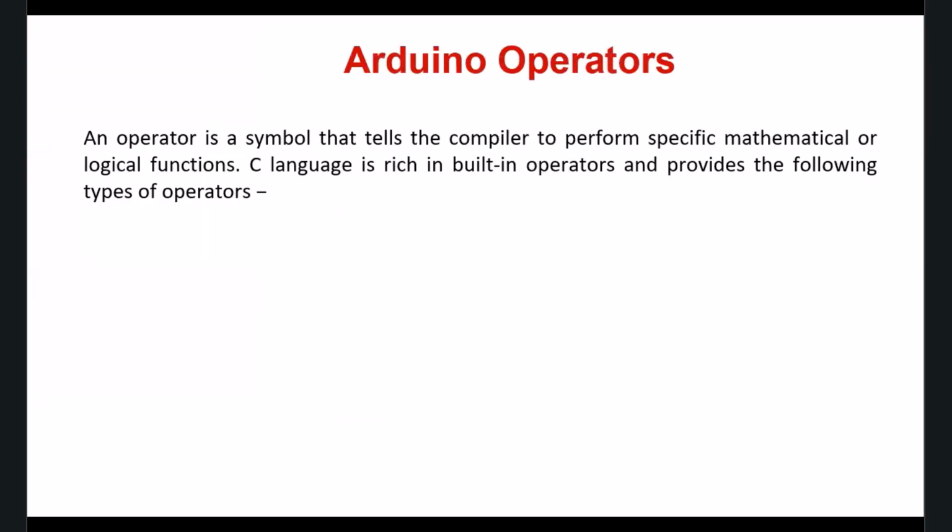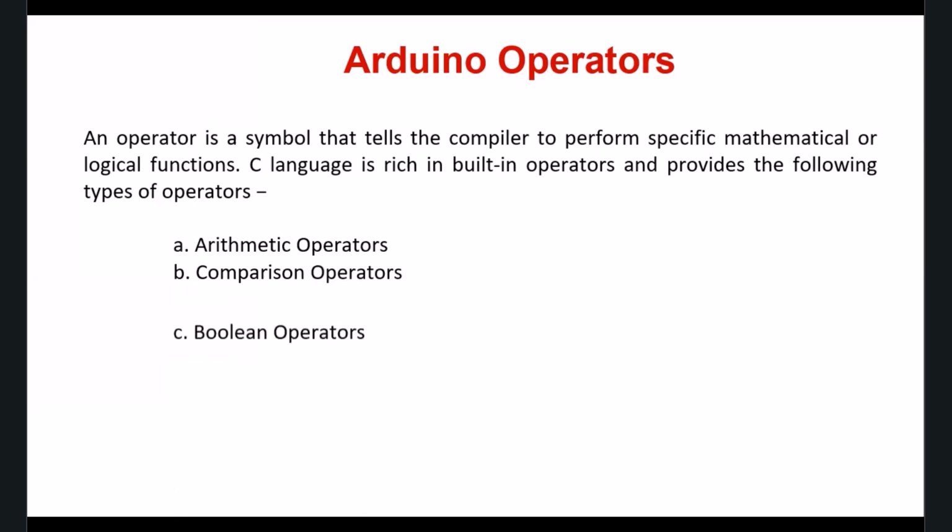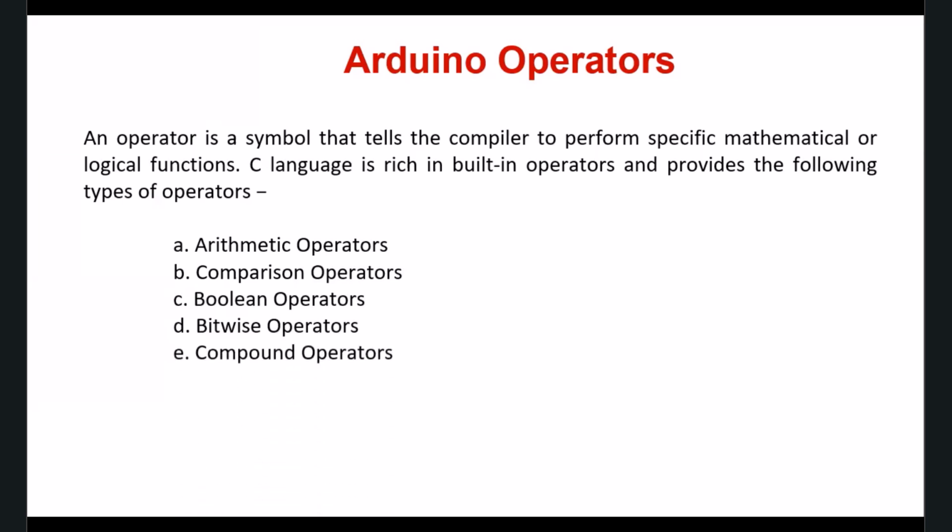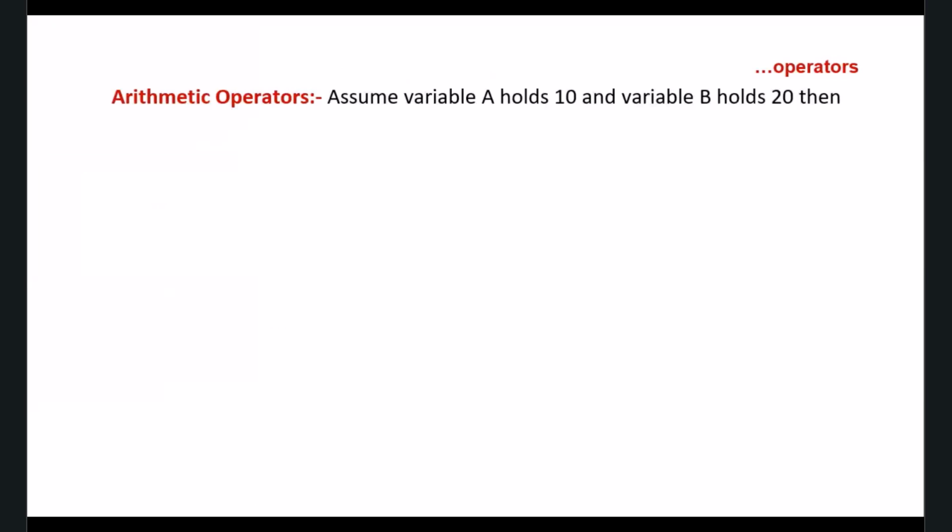Now we'll talk about the operators available in Arduino. An operator is a symbol that tells the computer to perform some specific mathematical or logical function. C language has these types of operators. The first is the arithmetic operator. The second, comparison operators, Boolean operators, bitwise operators, and compound operators. Now we'll talk about these operators one by one.